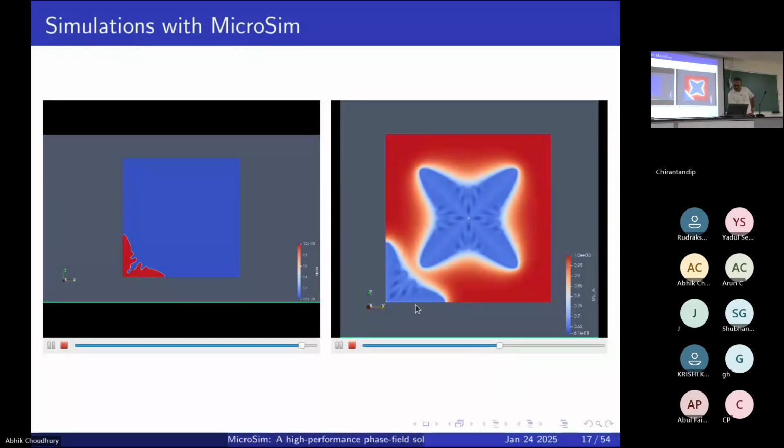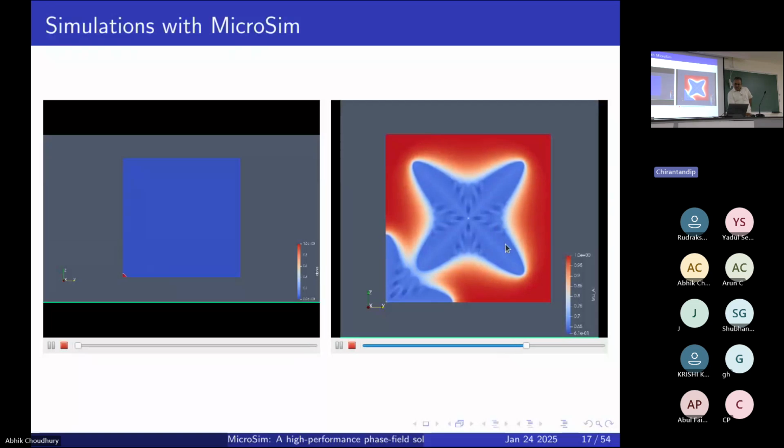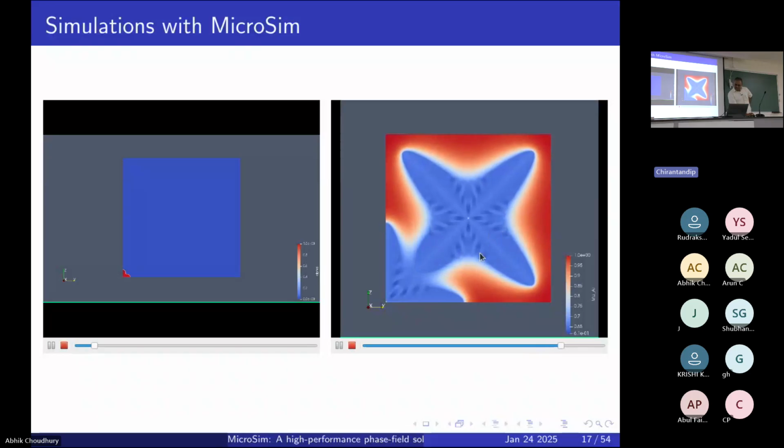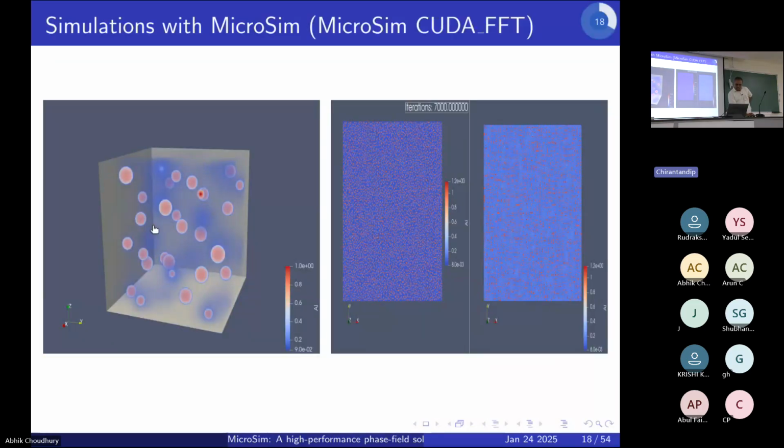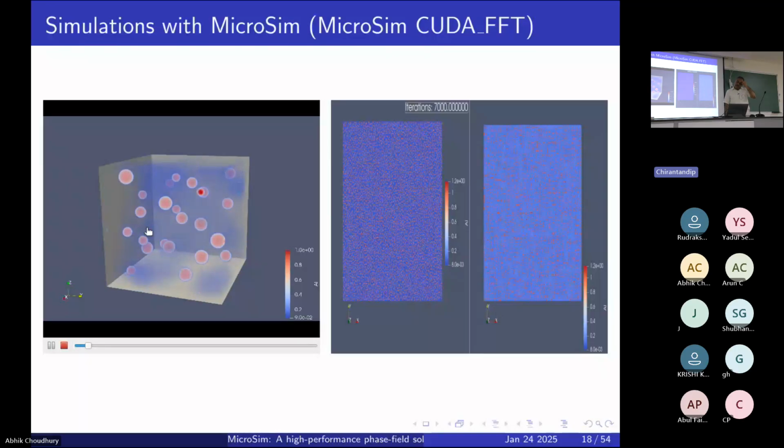The right one is actually a very heavy computation, with 4,000 cross points and several thousands of cores, capturing quantitatively the orientation relationships as well as the morphology of features. Here is again a simulation showing you in 3 dimensions how the precipitate evolution takes place.